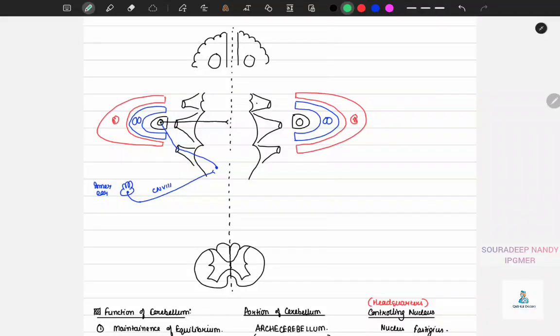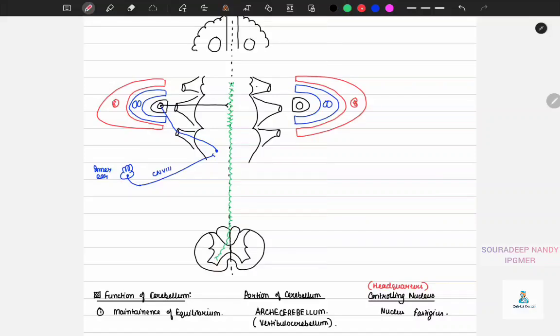The final information for maintenance of equilibrium is sent to the reticular formation in the brainstem. From there, the reticulospinal tract takes the information and relays it on the designated lower motor neuron to supply the muscle needed for maintenance of equilibrium.